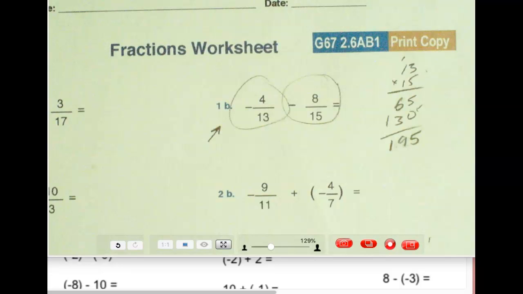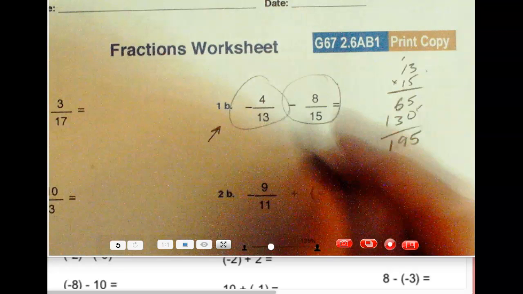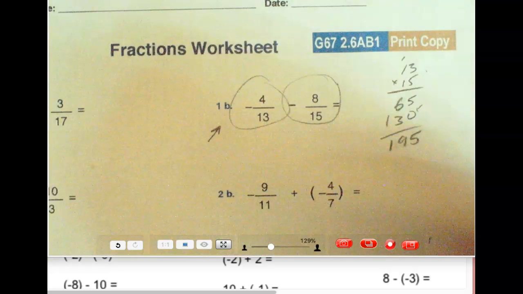Hello, today we'll be doing a little tutorial on G67 2.6 AB1. This will be adding and subtracting positive and negative fractions with unlike denominators, or with different denominators. I've already started this one problem here just so that we could save a little time.